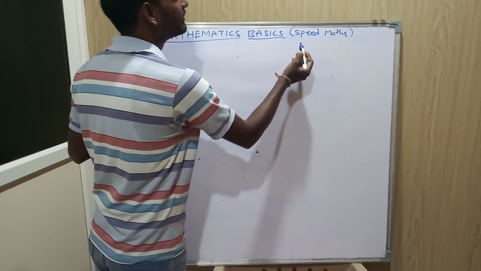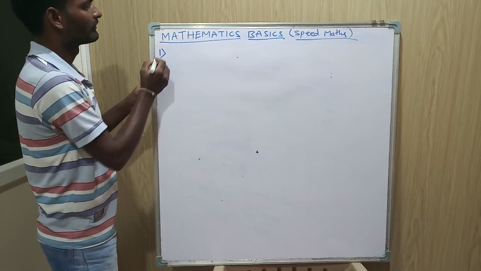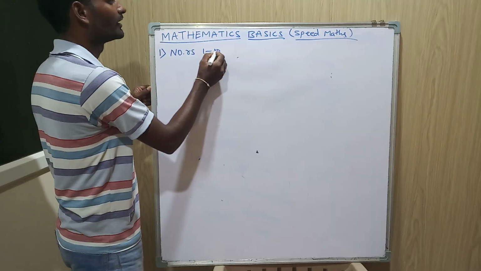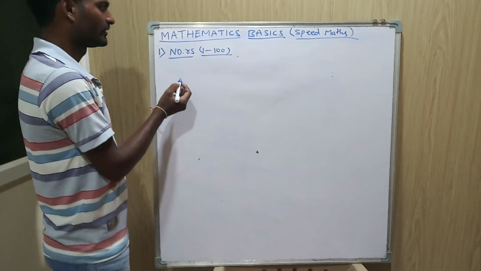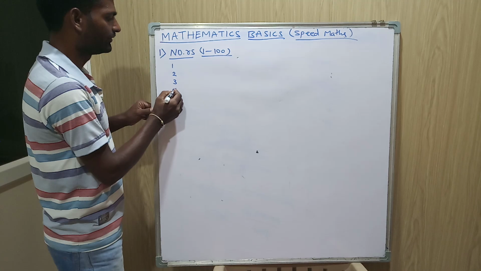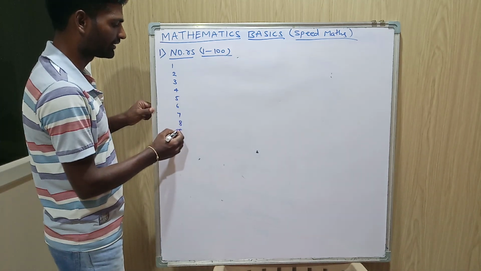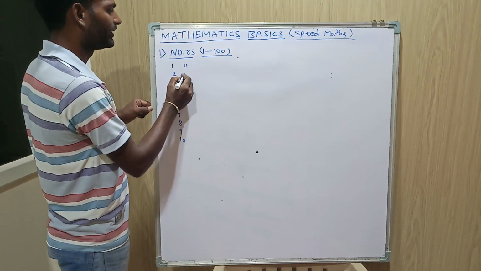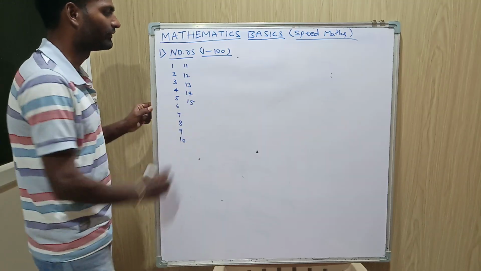Mathematics basics, speed maths techniques. Point number 1, numbers from 1 to 100. While you're writing numbers, please follow the pattern like this: 1, 2, 3, 4, 5, 6, 7, 8, 9, 10. Then change the column: 11, 12, 13, 14, 15.